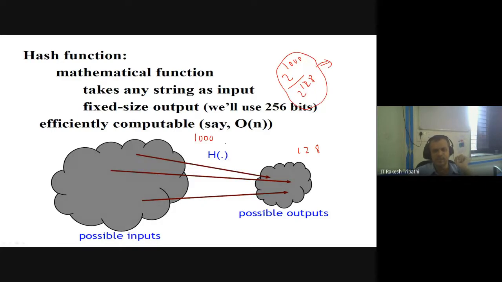2 to the power 1000 is the input space, and 2 to the power 128 is the output space. All the input space has to be mapped to some of the output space. If you assume that each input message is equally likely to go to any hash output value, then 2 to the power 1000 divided by 2 to the power 128 is 2 to the power 872. So 2 to the power 872 messages will map to one hash value.